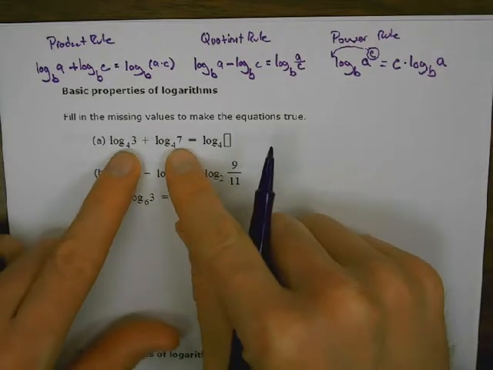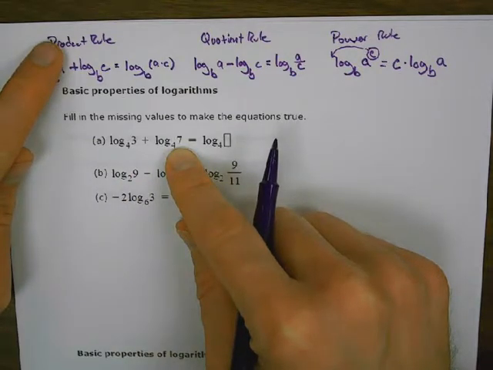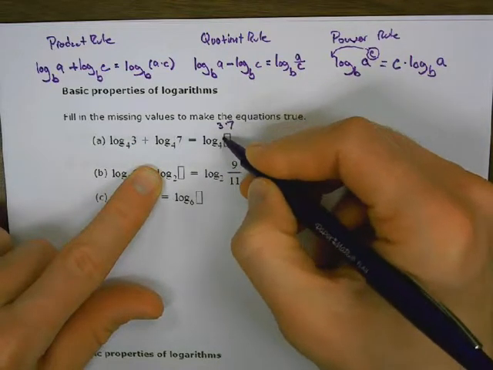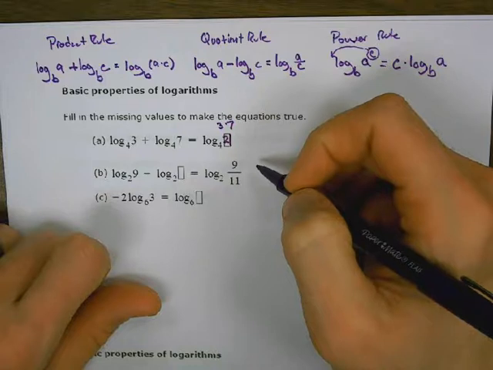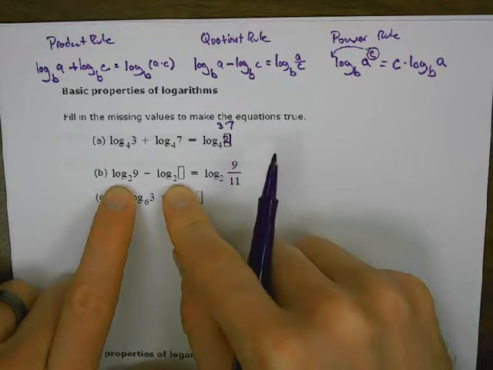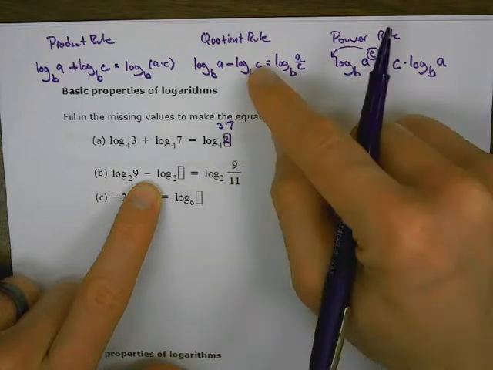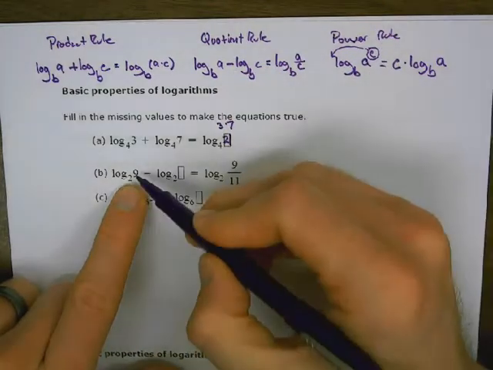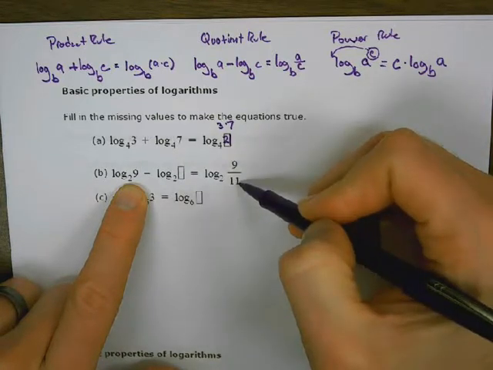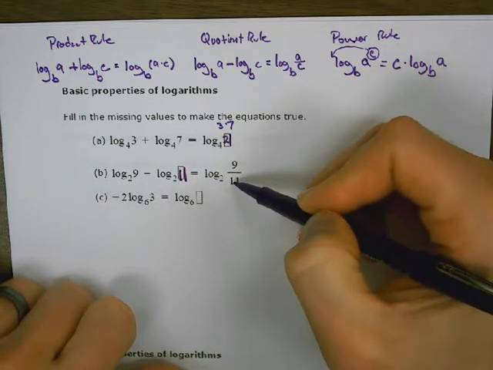This first one, I'm adding two logs of the same base. I'm thinking right now that matches the product rule. Since I'm adding, it's going to be log base 4 of 3 times 7, or 21 in there. In this case, I have two of the same bases of logs, and I'm subtracting to get 9 over 11. It looks like I'm using the quotient rule here. So it's always the first term in the numerator, and whatever's here is in the denominator. So clearly that has to be an 11 to make it 9 over 11.